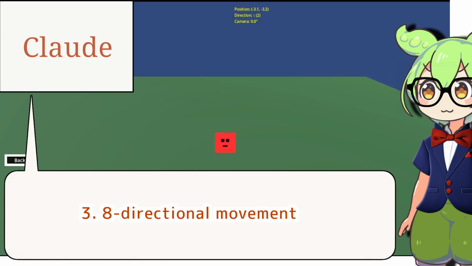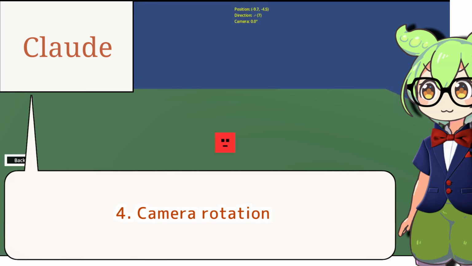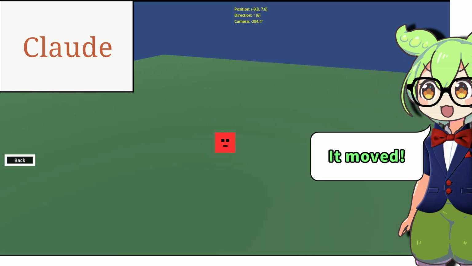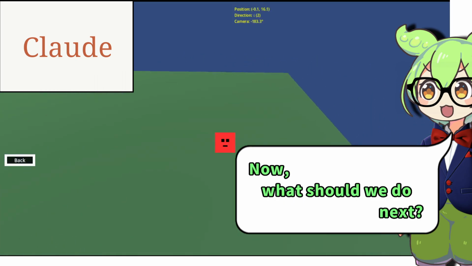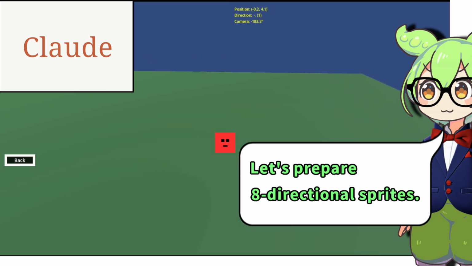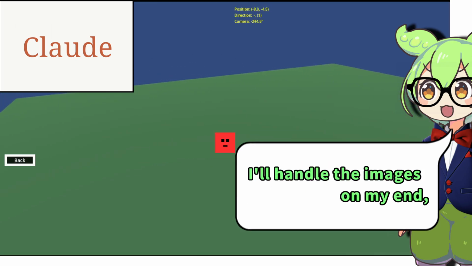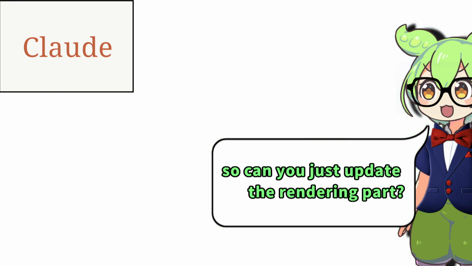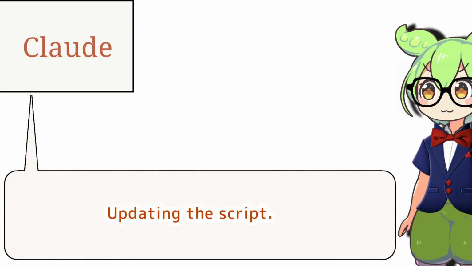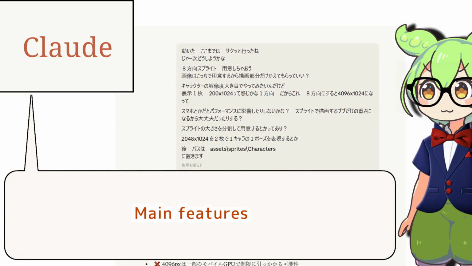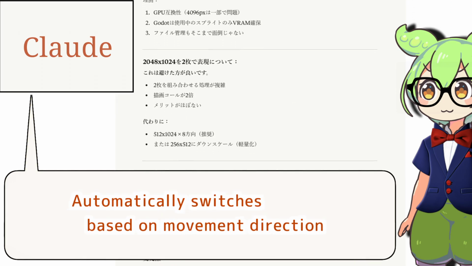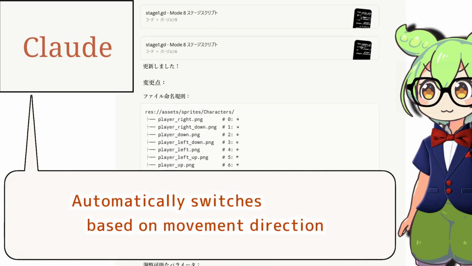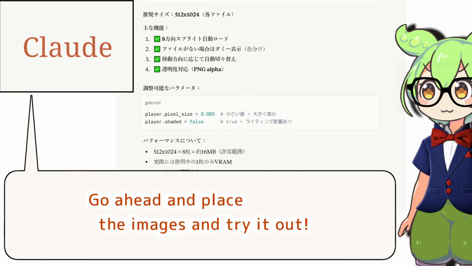3. 8-directional movement. 4. Camera rotation. It moved! So far it's gone super smoothly. Now, what should we do next? Let's prepare 8-directional sprites. I'll handle the images on my end, so can you just update the rendering part? Updating the script. Updated. Main features. Automatic loading of 8-directional sprites. Automatically switches based on movement direction. Go ahead and place the images and try it out.